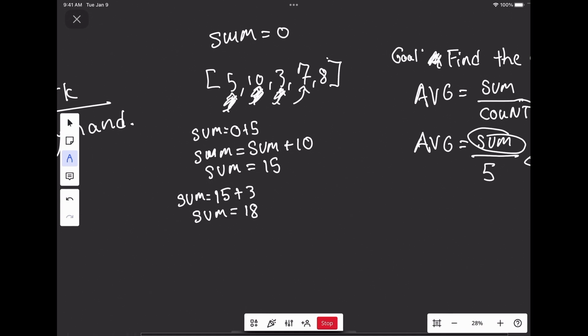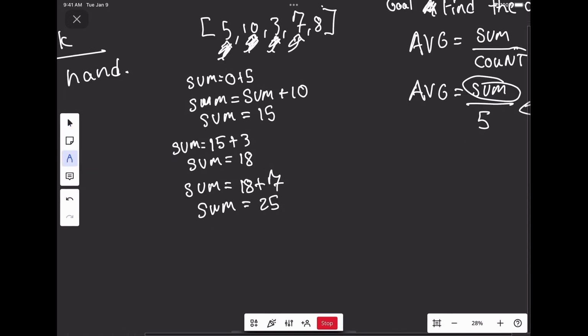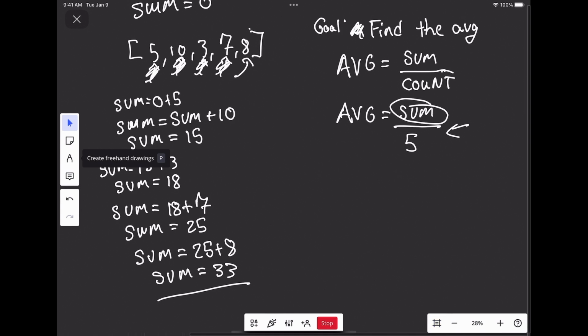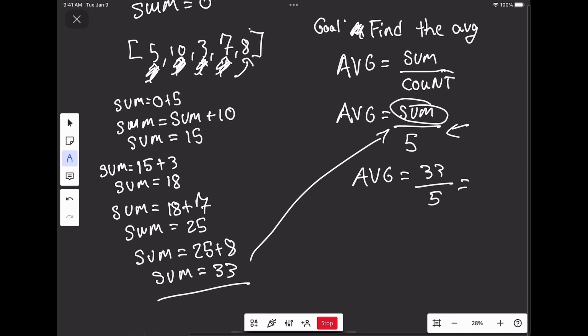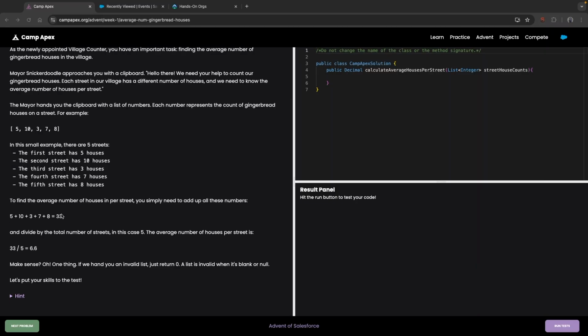Again, one more time, almost there, 7. So I know my sum is now 18 plus 7. If my math is mathin', should be 25. And very last one here with 8. So last step, my sum is 25 plus 8. Should give me 33. So what I can do now is plug that in there. So I know my average is 33 divided by 5, which should get me about 6.6. And that coincides with how the example here worked.